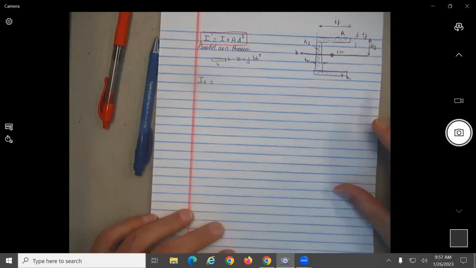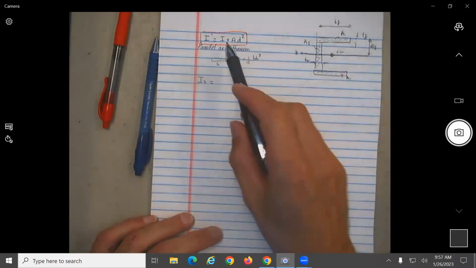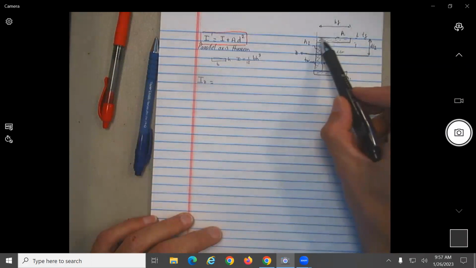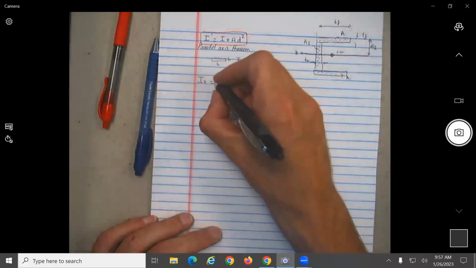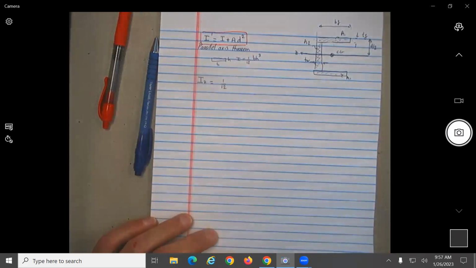Okay, so what is the role of the parallel axis theorem? Is to move the area moment of inertia of one point or one area if you want to a different location. Okay, so what is the area moment of inertia of the surface A1? What would that be? Would be 1/12. Or what?